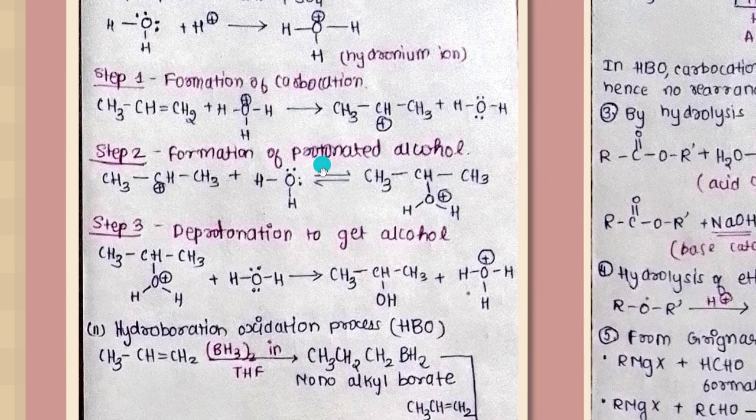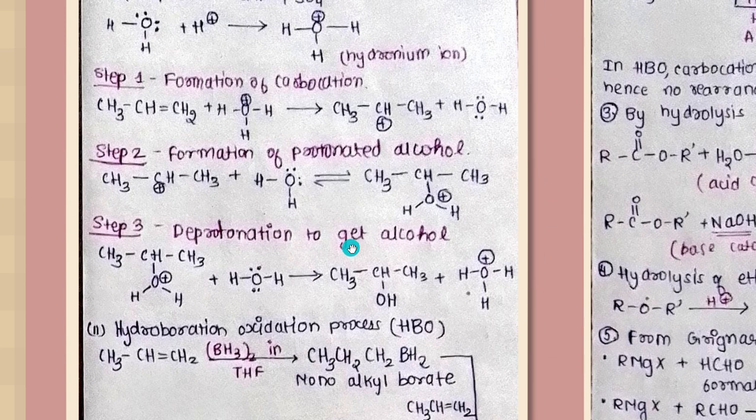Now this oxygen is having lone pair of electrons, right? So it can get attached to this carbon atom. Oxygen can give its lone pairs to this carbon atom and gain a plus charge because it has given its electrons, right? So it will give its electrons to this carbon and get a plus charge. Okay, so here we have our protonated alcohol, that is CH3, COH2 and CH3.